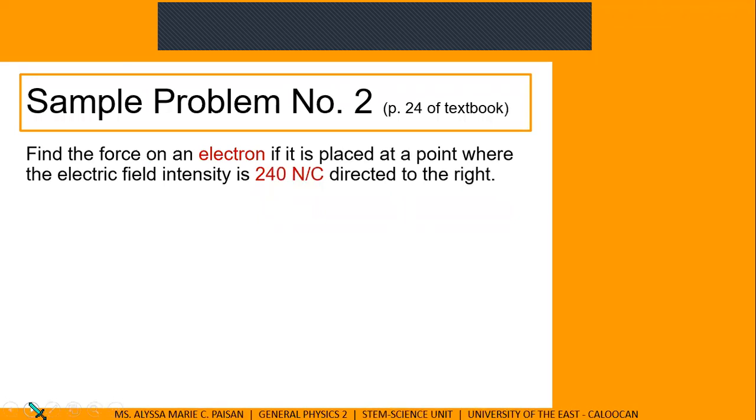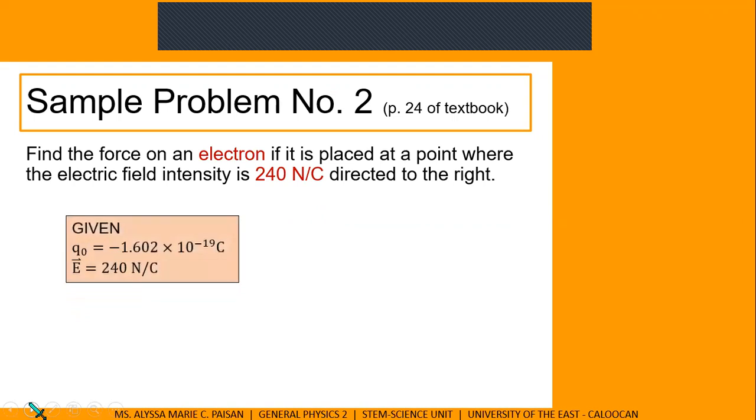Now let's proceed to sample problem number 2, which can be found on page 24 of your textbook. No? Sabi dito, find the force on an electron if it is placed at a point where the electric field intensity is 240 Newton per coulomb directed to the right. Tingnan nyo, no? Katulad ng sinabi ko, yung ginamit ko sa PowerPoint presentation for part 1 is electric field strength. In your book, the term used is electric field intensity, and they are synonymous to each other. Sometimes it is just stated as electric field, walang intensity or strength, and they are all synonymous to each other, no? Ayan.